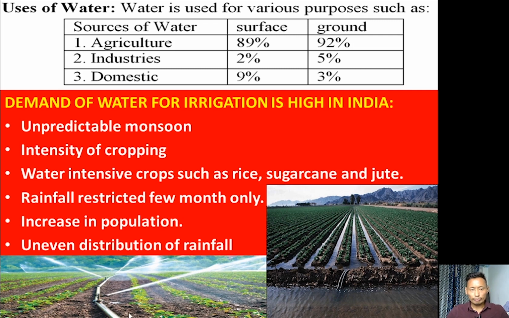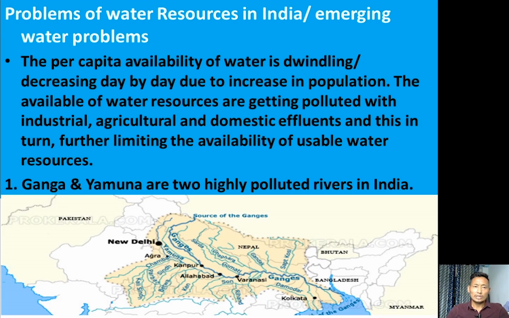So this is pipe or sprinkler irrigation. This is the normal irrigation system. So irrigation means taking water to the agricultural land in order to maintain the soil moisture and protect the crops. So now the problems of water resources in India and emerging water problems in India.